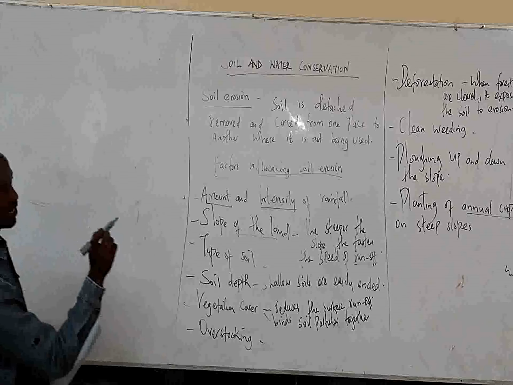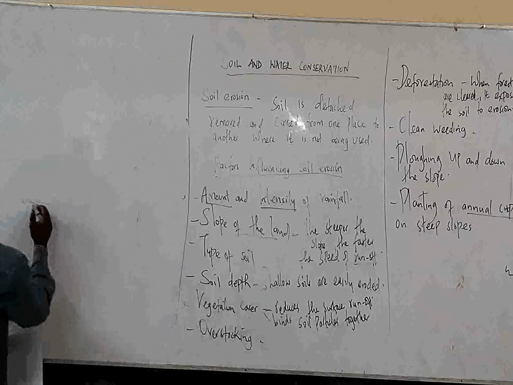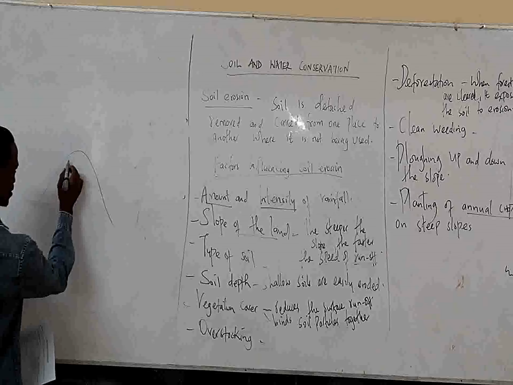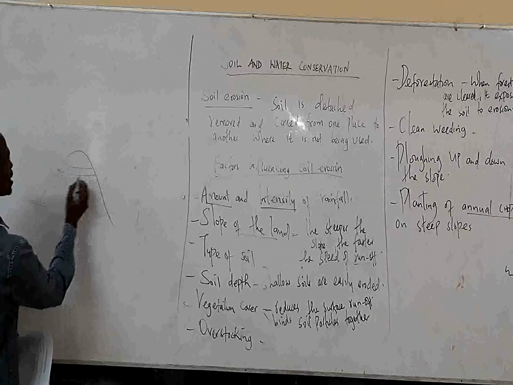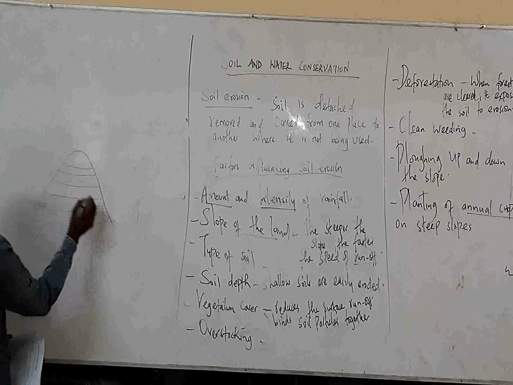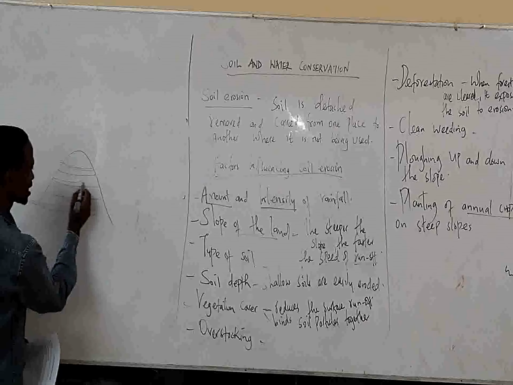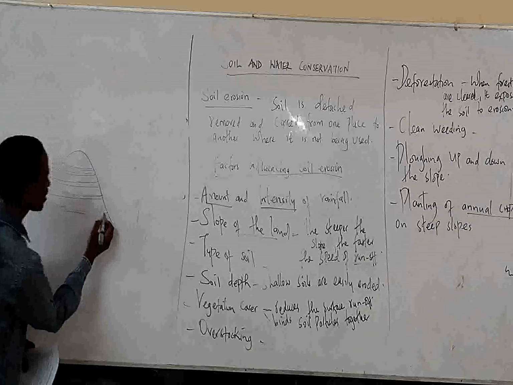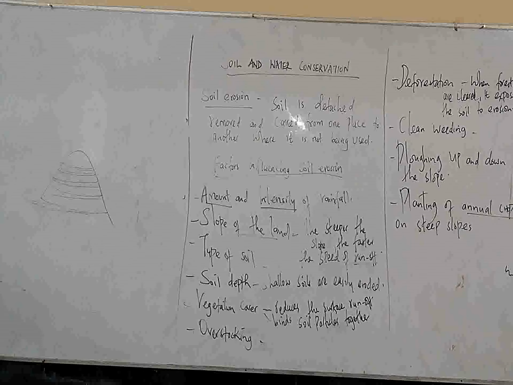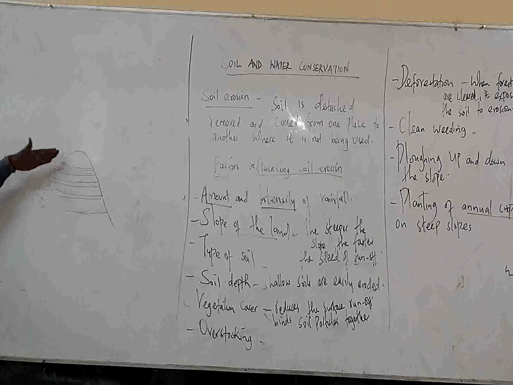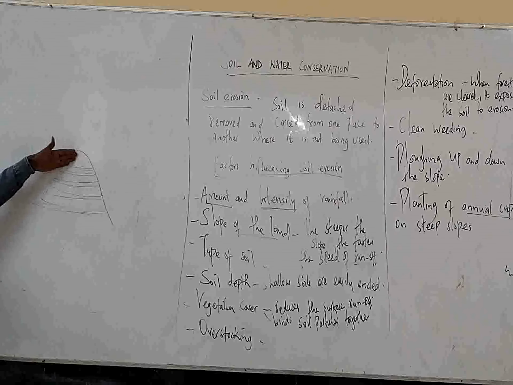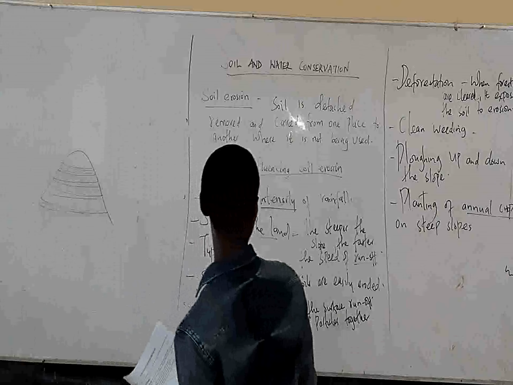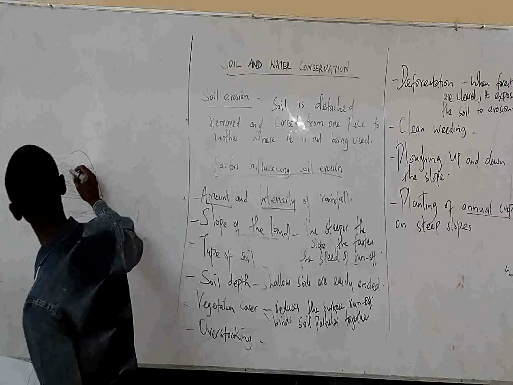So once you plant the annual crops on steep slopes, this means that each and every year there will be some plowing which has to occur. You have to cultivate this piece of land at the end of every year, and this will lead to some detachment of the soil, leading to soil erosion. So in case of annual crops, they should not be grown on the steep slopes.